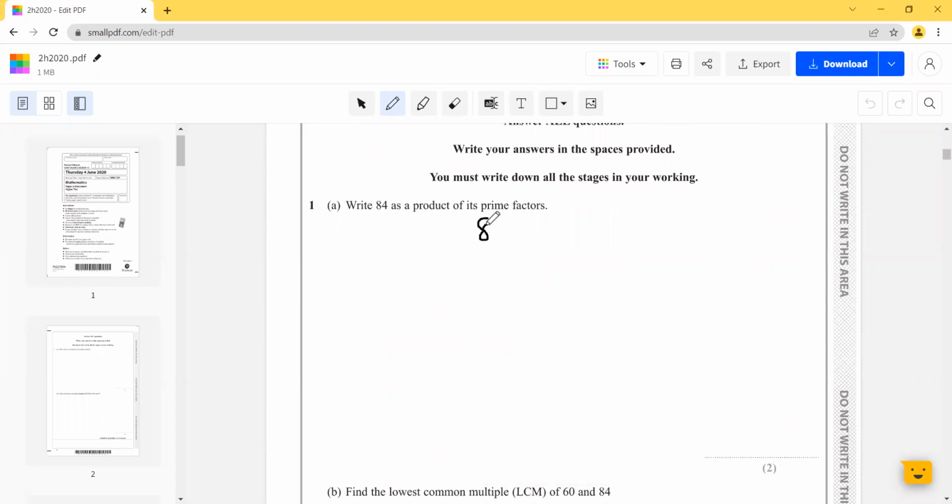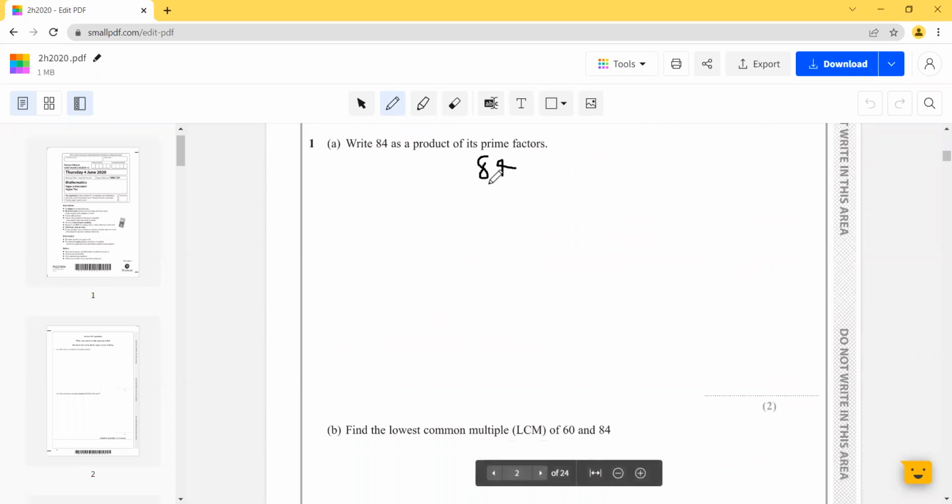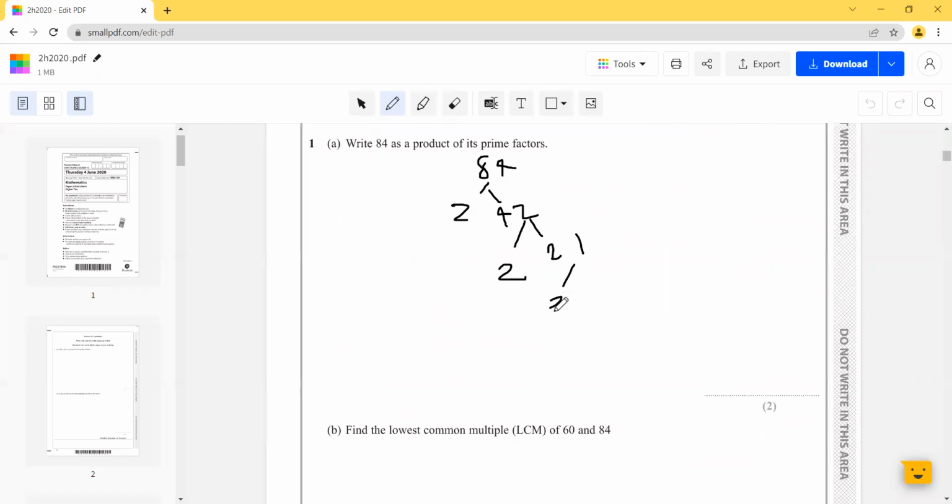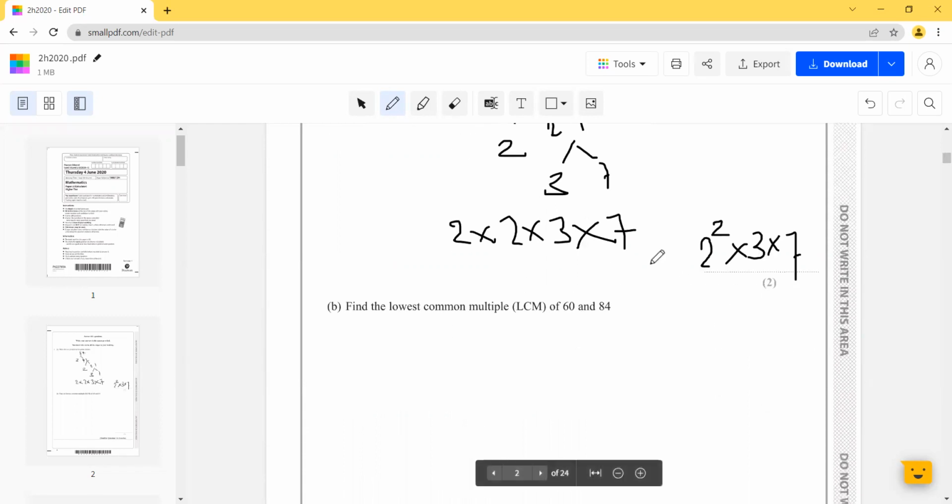So we have 84, and now we're going to break it down into its multiples. 84 is 2 times 42, and 42 is 2 times 21, and 21 is 3 times 7. So we have 2 times 2 times 3 times 7. If we write that as powers, we have 2 squared times 3 times 7. Okay, find the lowest common multiple of 60 and 84.